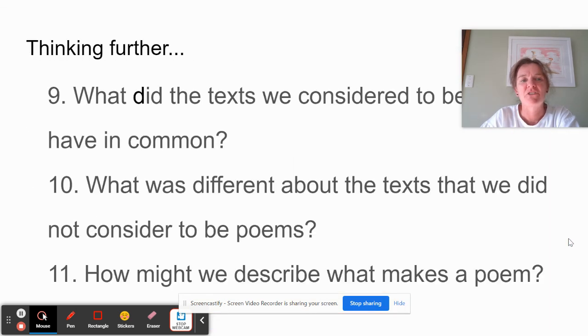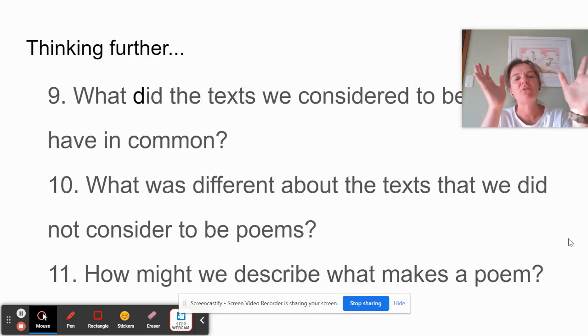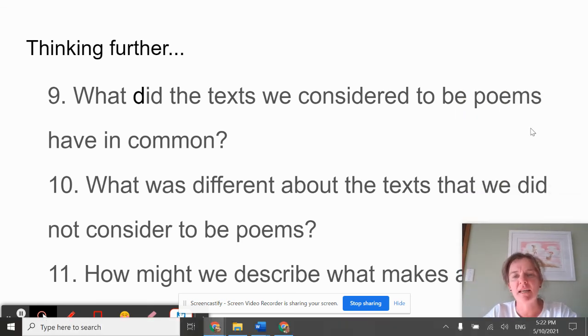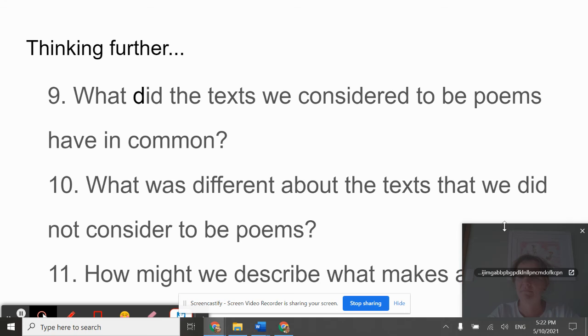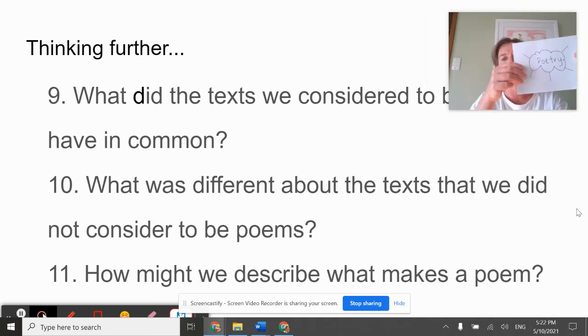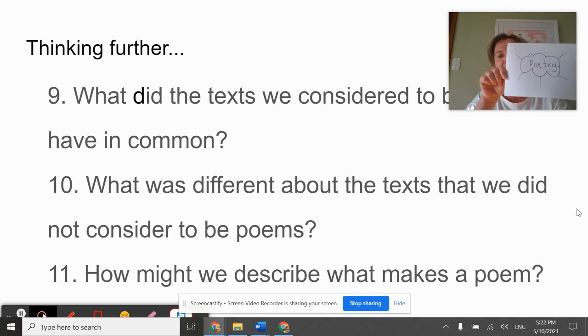We're going to check your thinking. Now, when you have a look at those pieces of writing, the ones that were poems, what did they have about them that was the same? So on your page, can you write number 9? And I'd love you to write an answer down. And what was different about the ones that weren't a poem? And I wonder if you went back to your mind map now, if you might add some other things about poetry and what makes a poem a poem.